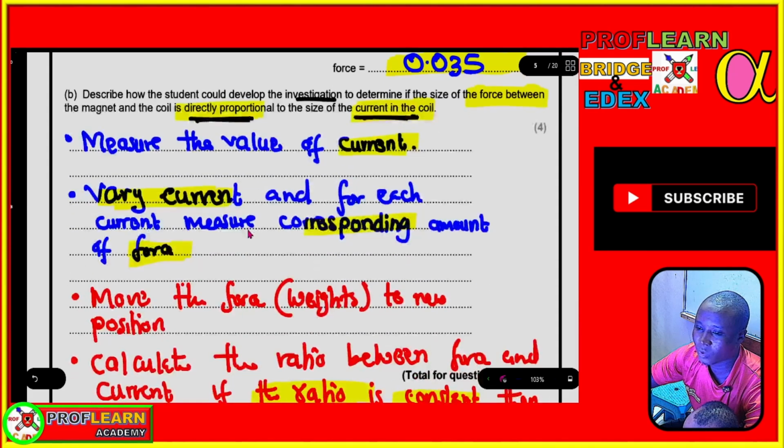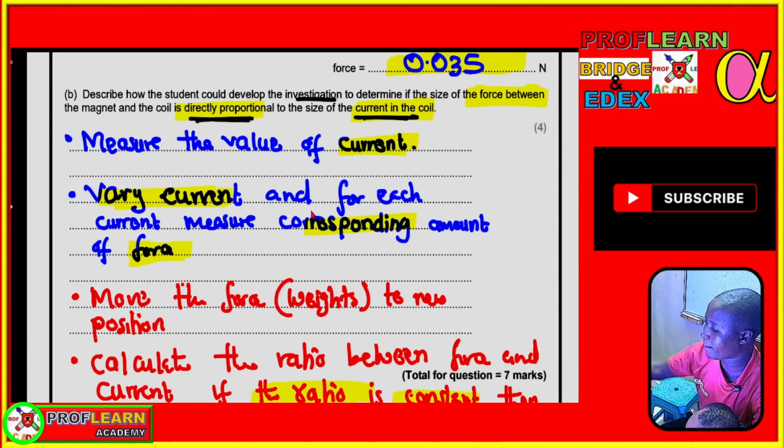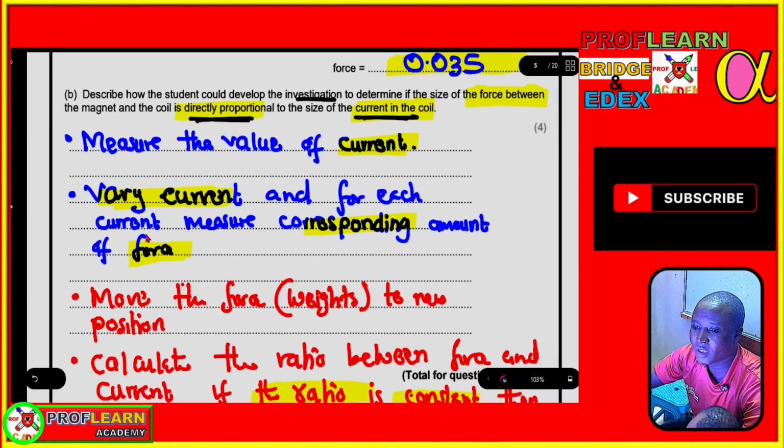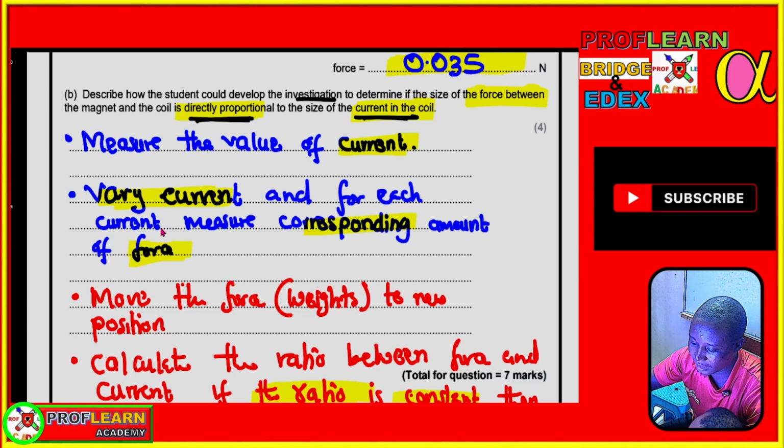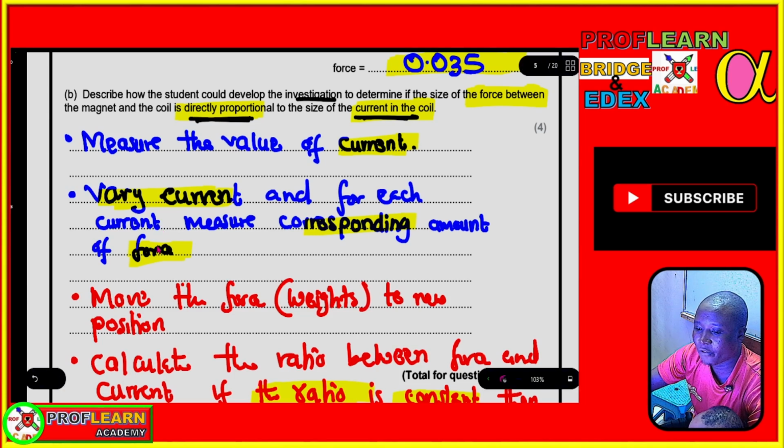So in this case, what the student will do is measure the value of current, vary the current, and at each instance, measure the corresponding amount of force. So for each particular current, the student is going to vary the current, and before varying it, she will measure the corresponding force so that we can have different sets of values.